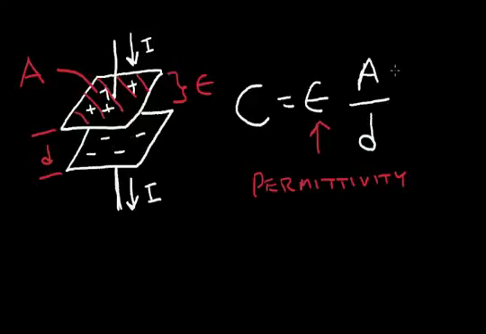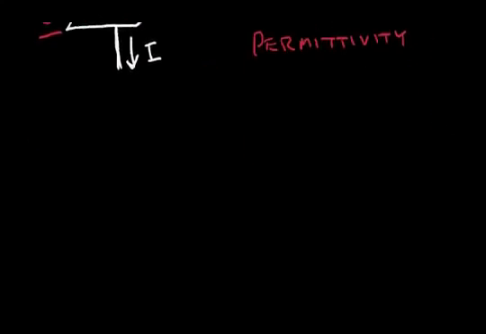As the area of the plates increases, the capacitance increases. As the distance D decreases, the capacitance also increases. So in a capacitor, you like to make D as small as possible to get the most amount of capacitance. But there can be a problem associated with that. Let's, for a minute, move this out of the way.